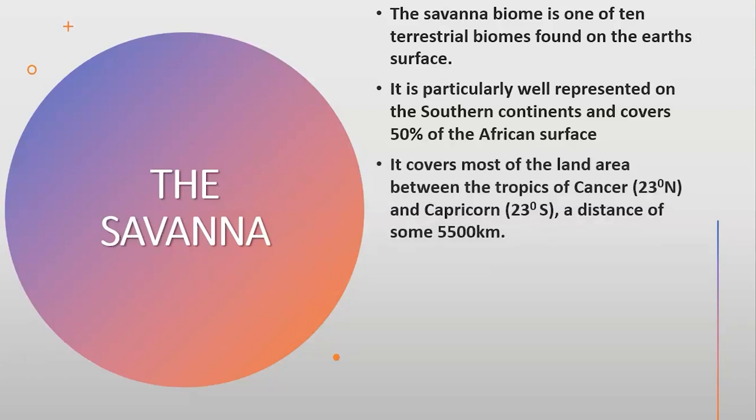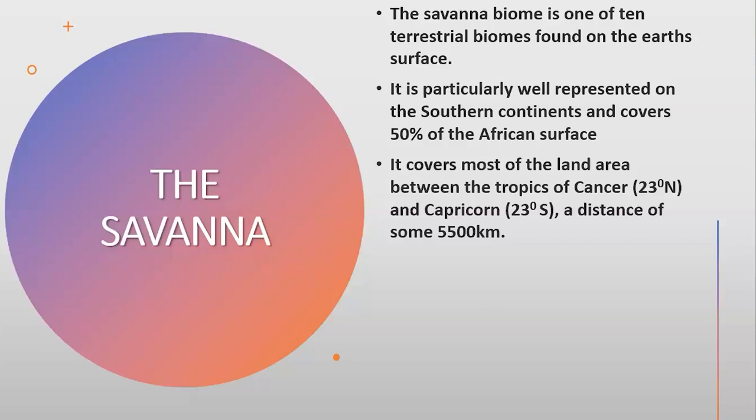Now, this is important. It covers most of the land area between the tropics of Cancer and Capricorn. And this is a distance of some 5,500 kilometers. Just think of that for a moment. We're talking about the savanna, which can be identified from space, and we get a plant formation forming in that area.